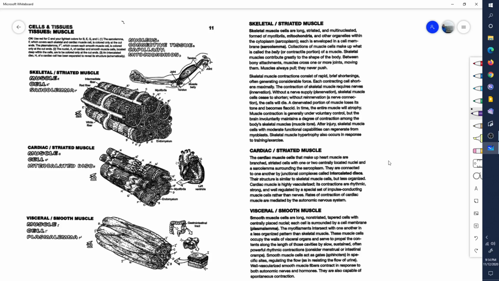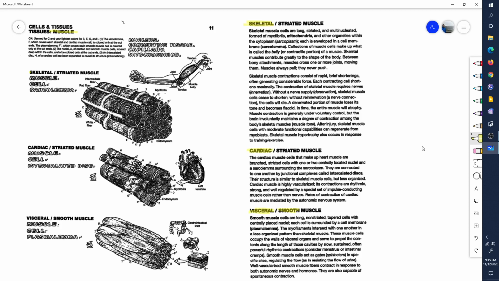The next tissue we will be working on is muscle tissue. Of course, we all know about muscle tissue. Muscle moves our bones for us. There are three types of muscle: skeletal, cardiac, and visceral or smooth muscle.